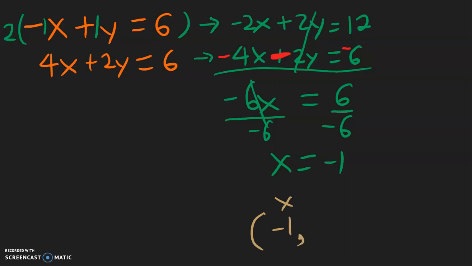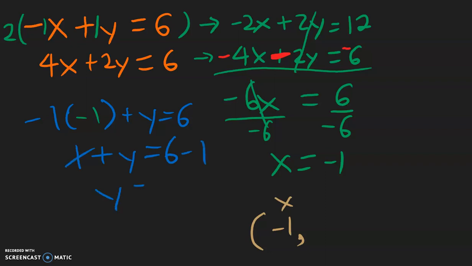And using the first equation to find the y, here we have negative 1 times x, well, x is going to be negative 1, plus y is equal to 6. So negative 1 times negative 1 is going to be a positive 1, plus y equal to 6. Moving the 1 to the other side becomes a negative, so we have y equal to 5. And there's nothing in front of the y to divide, so that's the answer. So the y coordinate is going to be positive 5.